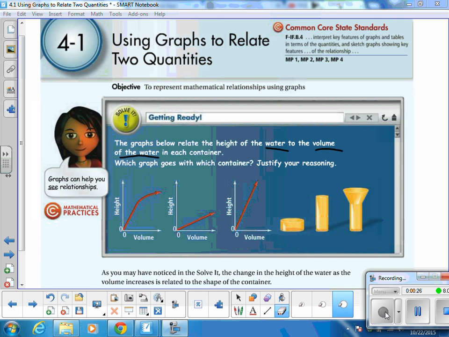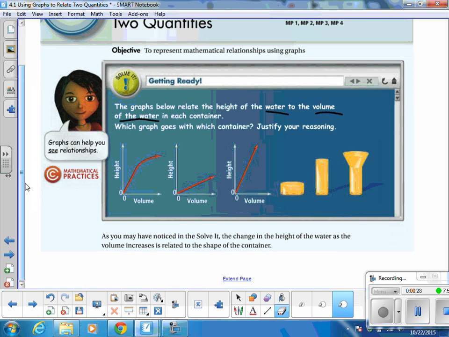Justify your reasoning. So as we interact with this material here, as you've noticed in the solve it, the change in the height of the water as the volume increases is related to the shape of the container. So we're going to take a look at how the graph changes based upon how the container looks. In this particular graph, we're seeing where as the volume increases, the height increases, and then it changes. So it's going up and then it flattens out a little bit. So there's something here going on with that one.